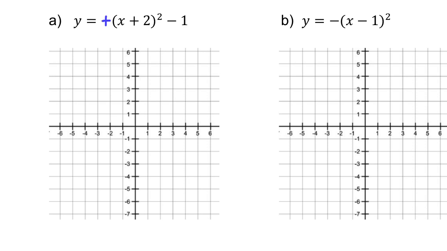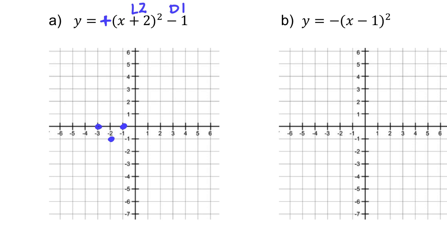Okay, so letter A on the last section says to put it all together. So we've got x plus 2. What does that tell me? Left 2. And then squared minus 1 tells me down 1. So I'm going to go left 2, down 1. Is this one opening up or opening down? Opening up. This is positive. Okay, good. So from my new vertex, I go up 1, right and left 1.